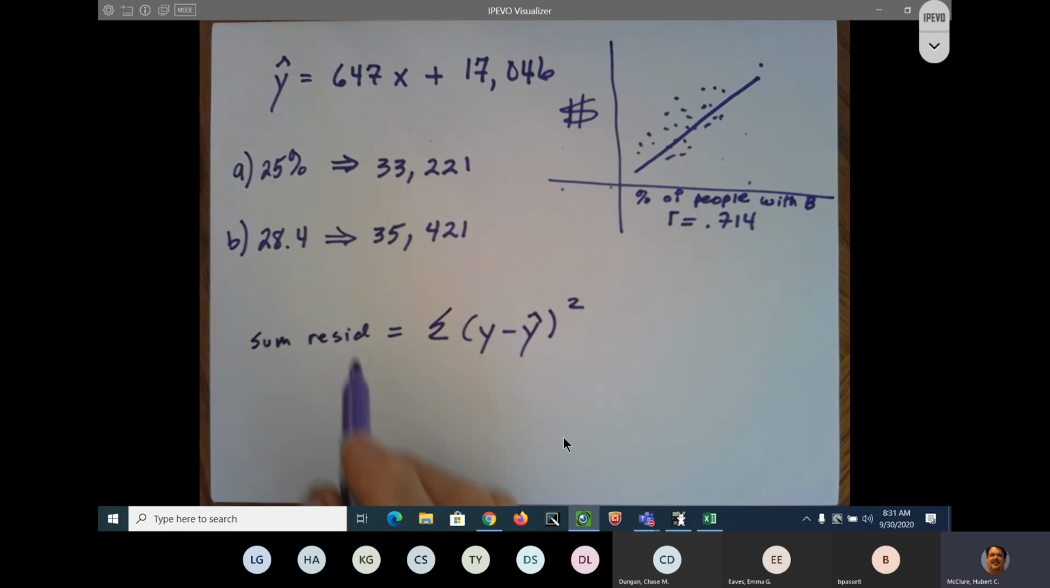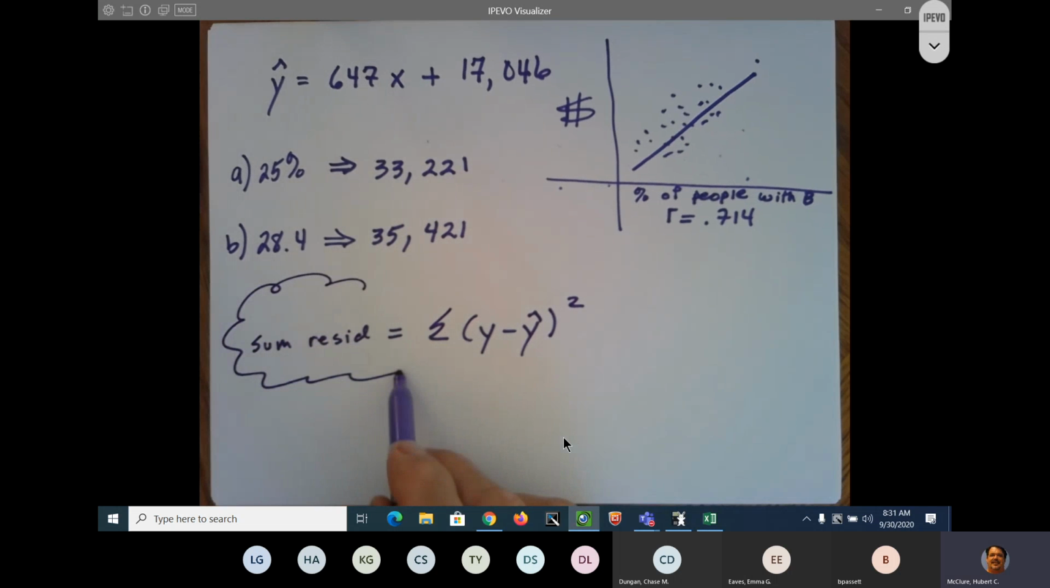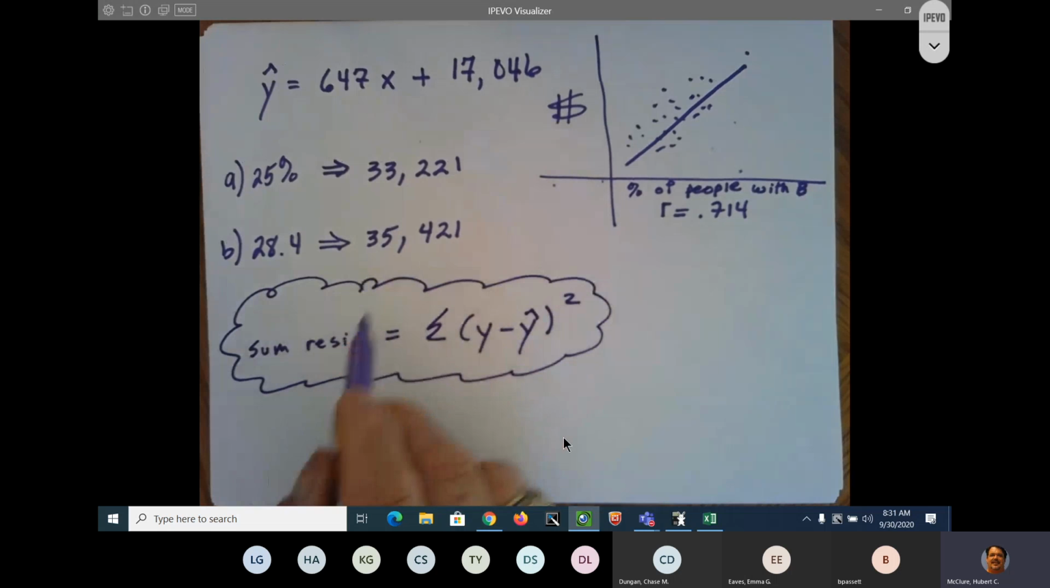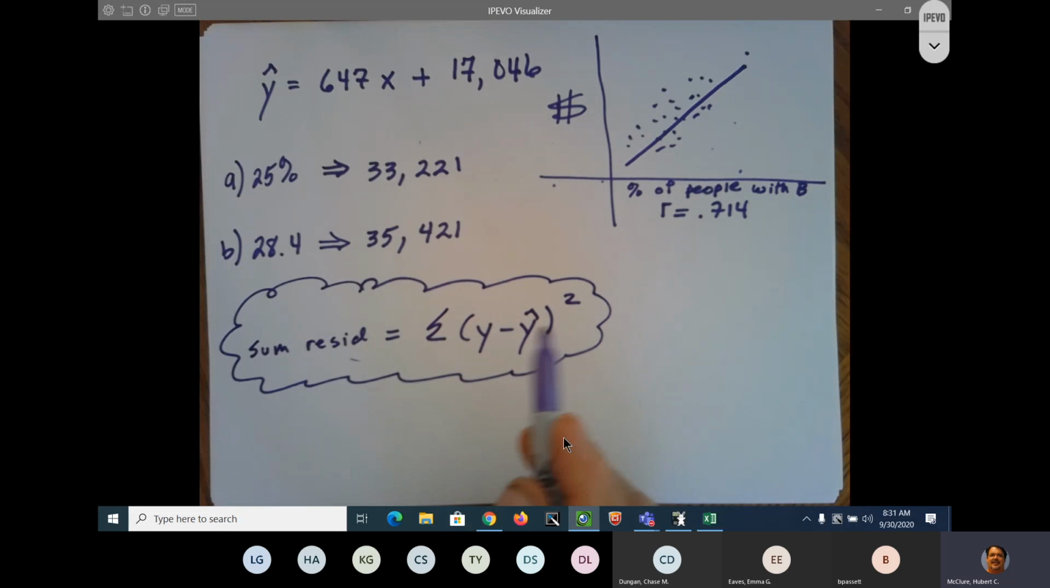Okay, and we went over that. I'm not going to go over it today because we've already gone over this. That's where you have to actually go in and subtract y hat from y, and then square it, and then add it up. I can't remember which day we went over it.